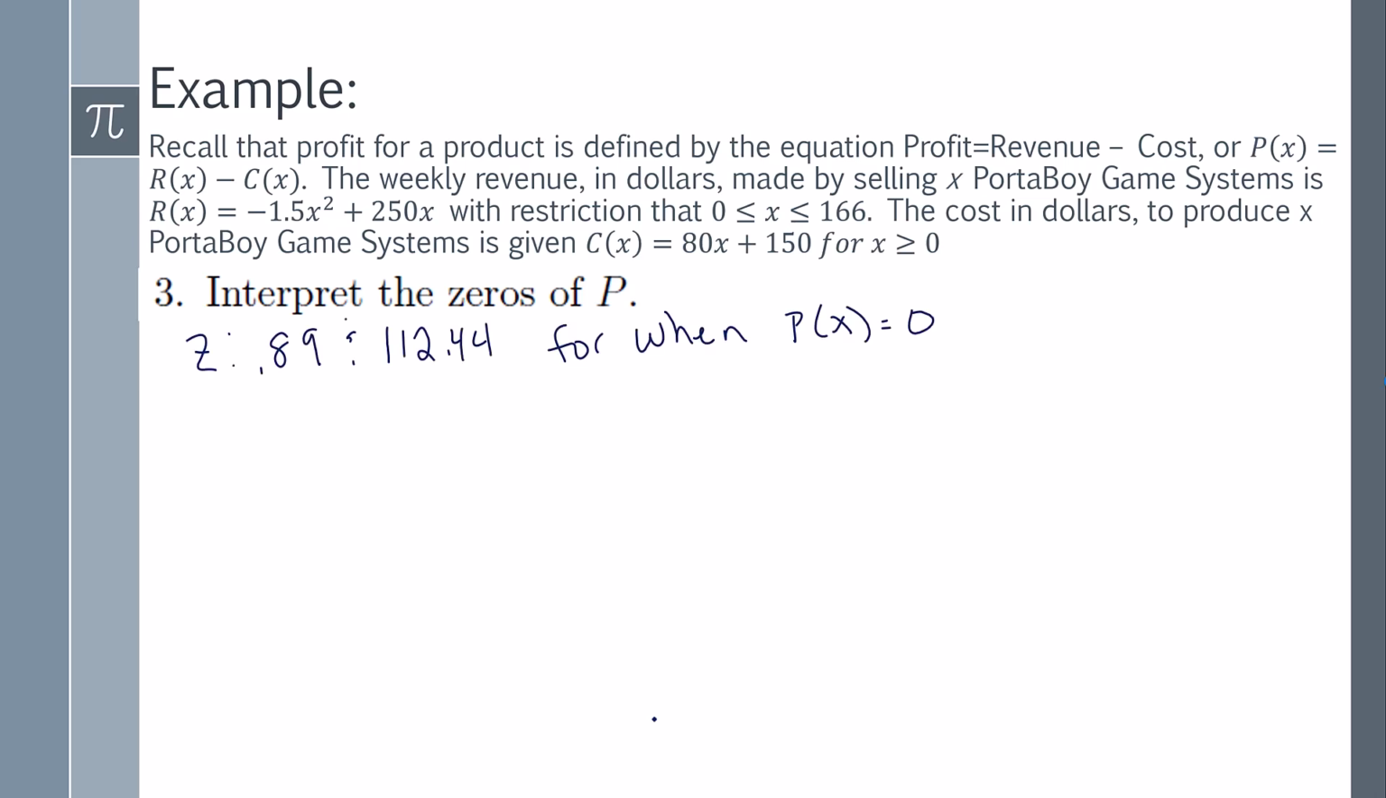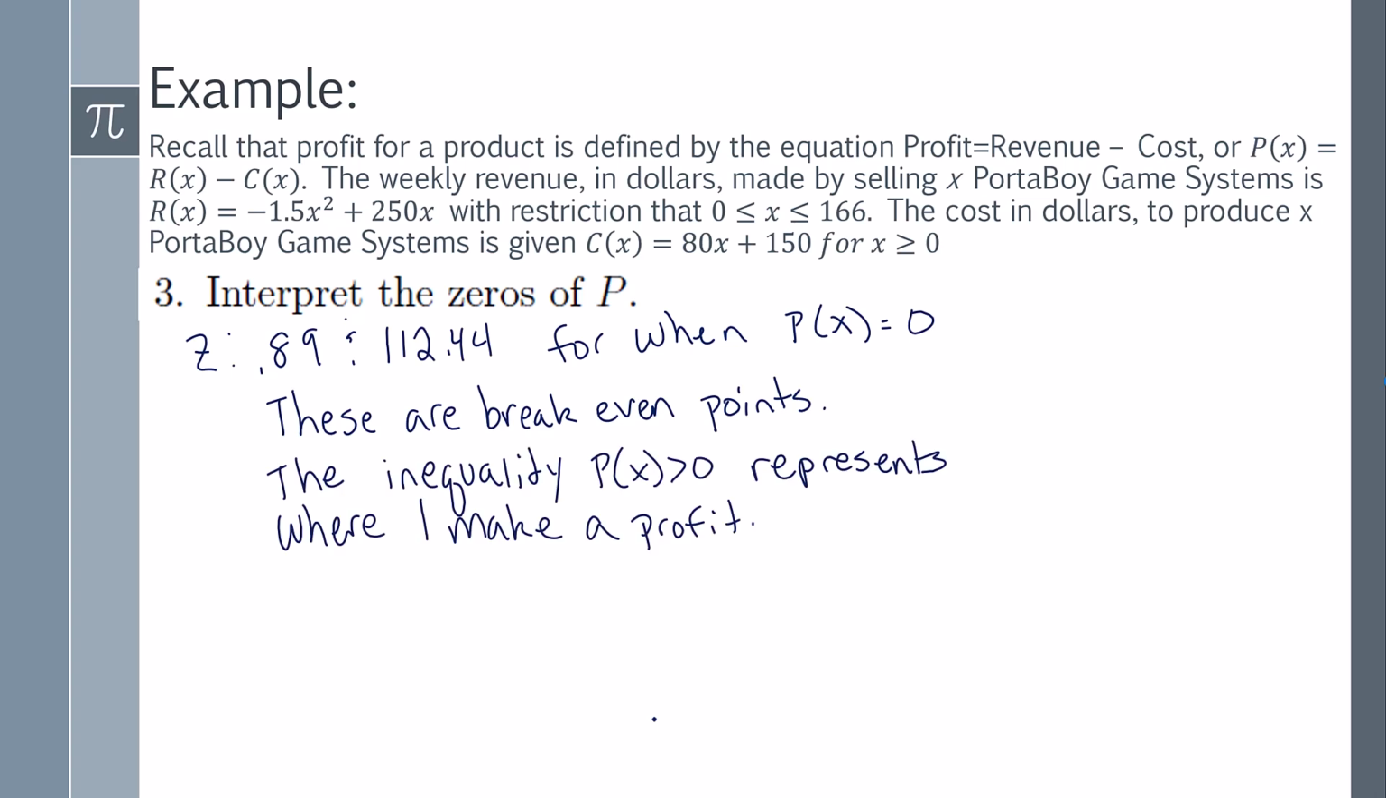We found that the zeros of my profit were 0.89 and 112.44. Those are going to be your break-even points, right? That's where your profit is 0. And so the inequality of your profit being greater than 0, that's where you're going to make money. So in that graph, anything between here all the way to here, because my profit is greater than 0, you make money there.